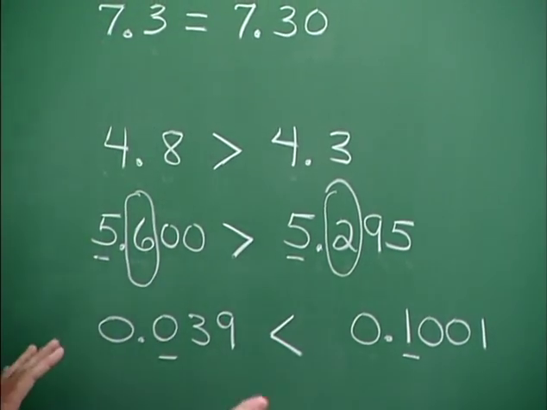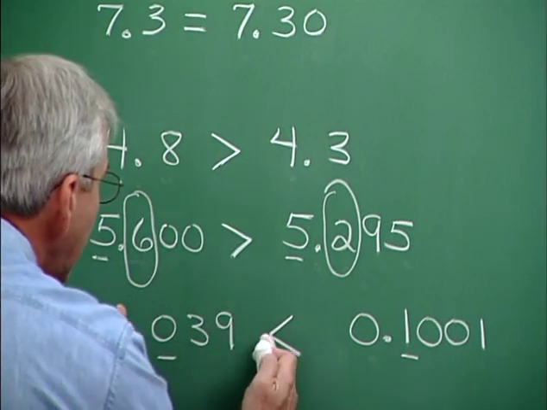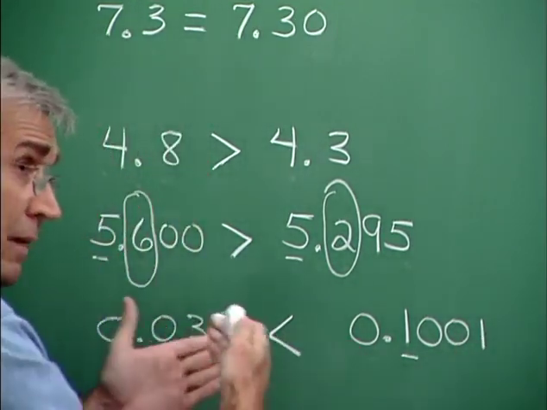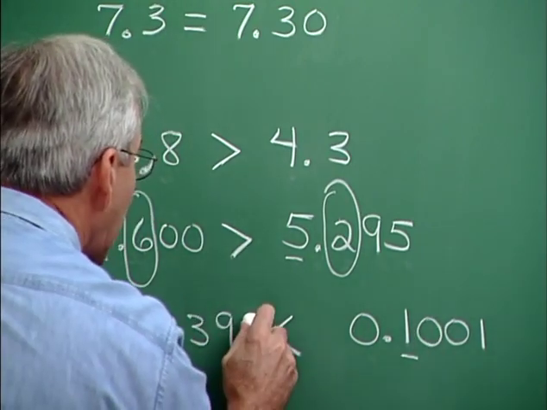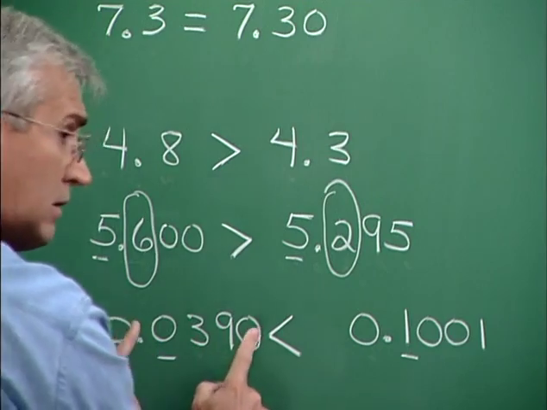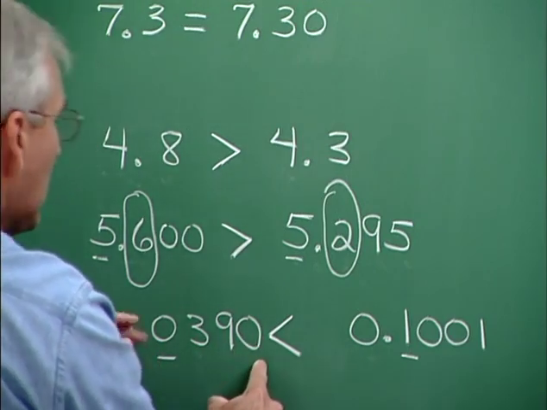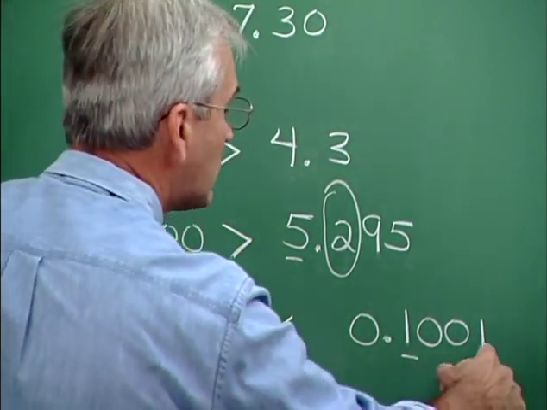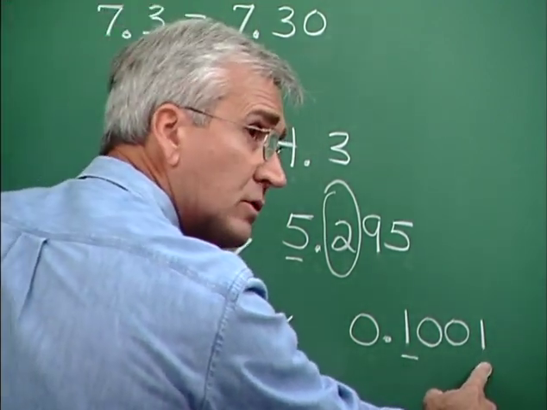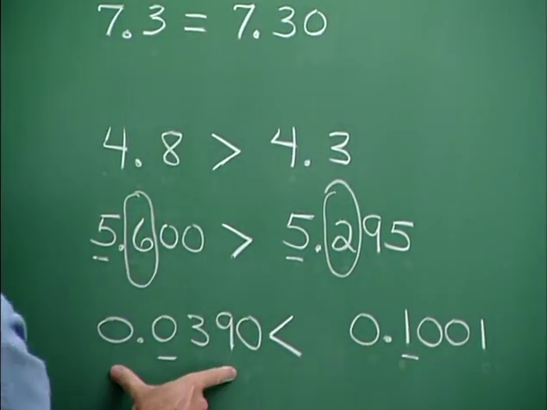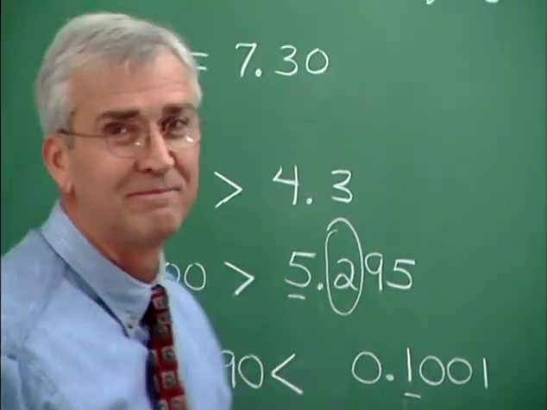Now another way to see it is to write the same number of digits to the right of the decimal here as we have over here. And I can do that by just tacking on zeros. I'll tack on a 0 here, and now I have 390 ten-thousandths, and this is 1,001 ten-thousandths. And therefore this number, once again, is larger than this one, or we say this one is less than that one.